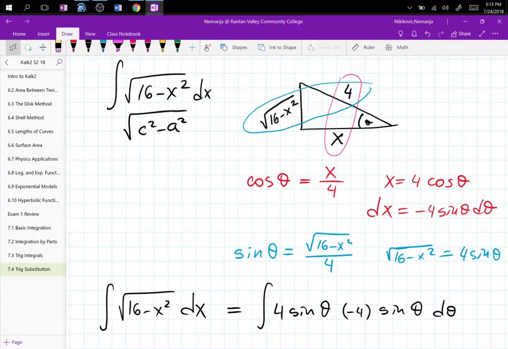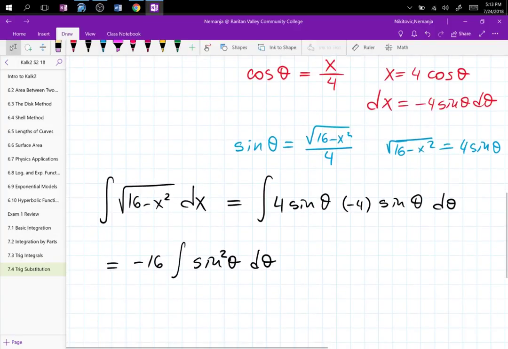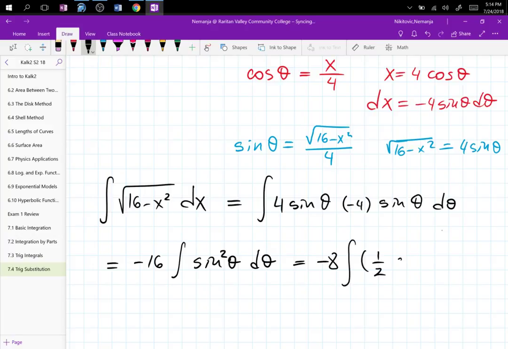So now we are going back to yesterday's lecture. Yesterday's lecture was 7.3, trig integrals. How do we integrate this? Very good. So we go negative 8, integral of 1/2, 1 minus cosine. No, why did I say 1/2? It's just 1. I kicked the 1/2 outside. 1 minus cosine 2 theta d theta.